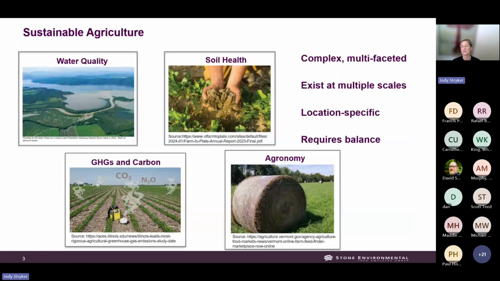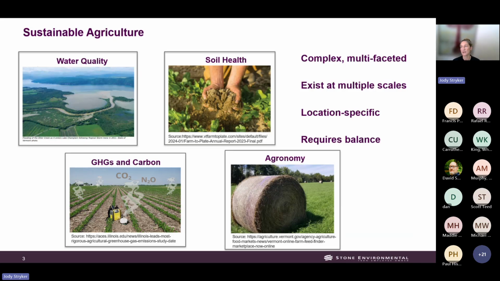As agriculture is so interlinked with the environment, the economy, as well as human and non-human communities, changing how we do it is really complex. And understanding the impacts of human changes to the landscape is arguably even more complex. Sustainability can be considered at multiple scales. It's often location specific. And in many cases, achieving sustainable outcomes means considering trade-offs and balancing these outcomes.